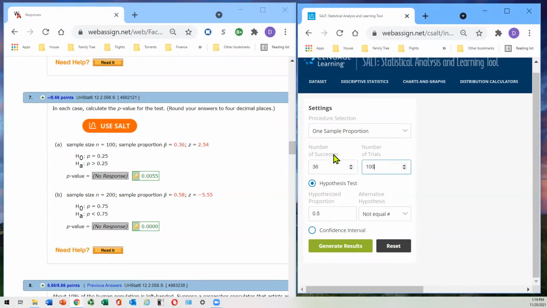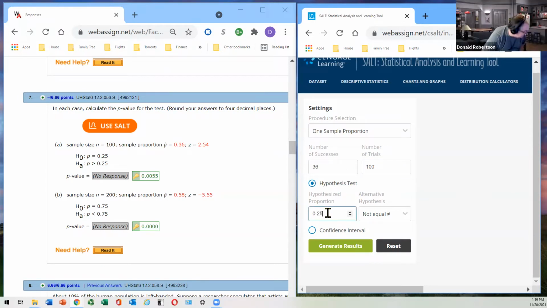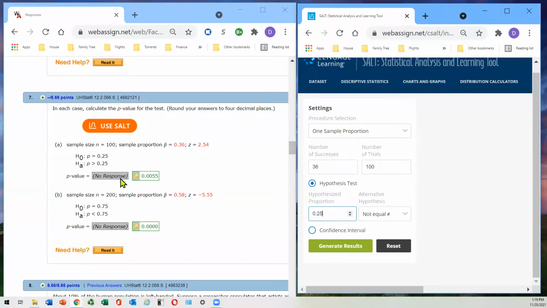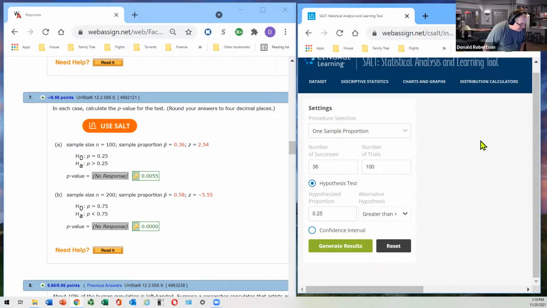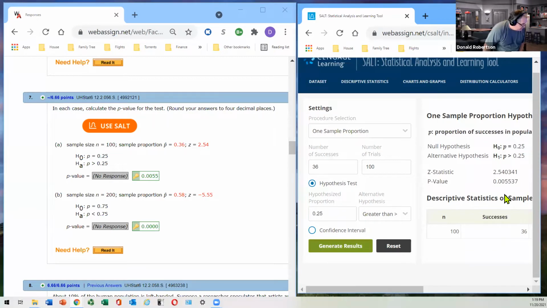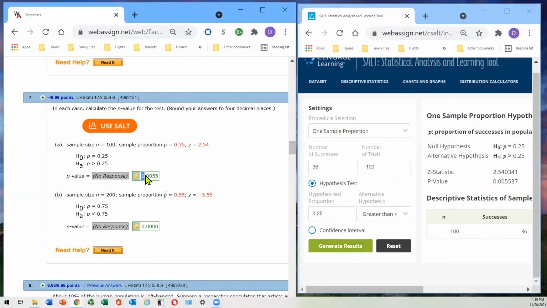If we now do 0.25 at the bottom. Yep. And then it's greater than, right? Greater than, yeah. And when I hit generate results, do you see the 0.0055 thing? Yeah. That's what it is.